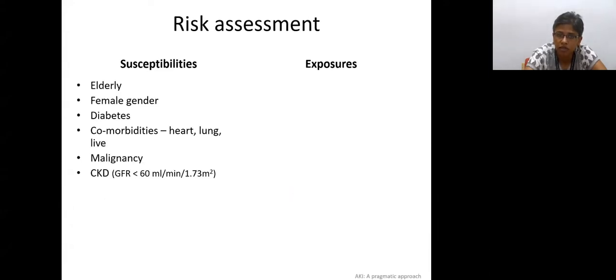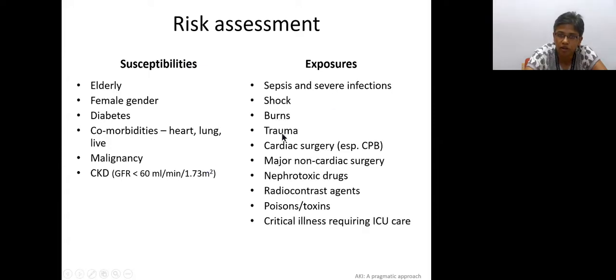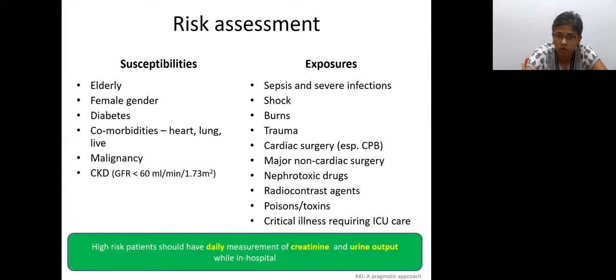So in risk assessment, these are important things that would make a patient susceptible to an acute kidney injury. And these are important exposures: sepsis, shocks, burns. When you know a patient has been exposed to these, you can expect that this patient, especially with underlying susceptibilities, the combination of having a susceptibility and having an exposure would put a patient at a much higher risk of developing an AKI. So it's important to familiarize ourselves with these susceptibilities and exposures. In someone who you know is high risk, it's important to daily measure creatinine and urine output while in hospital, because this offers you a window to diagnose AKI early.